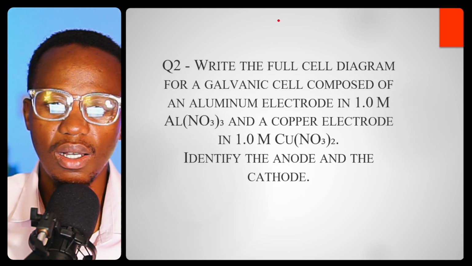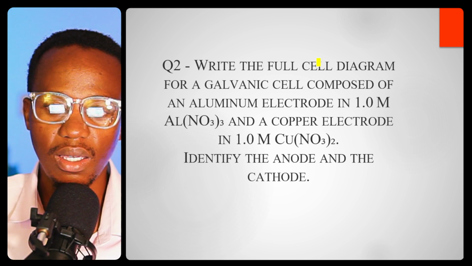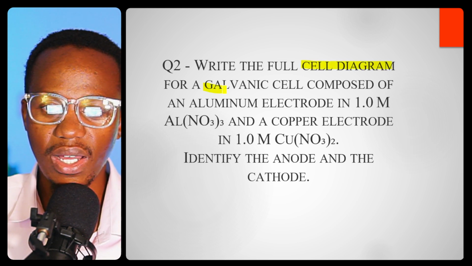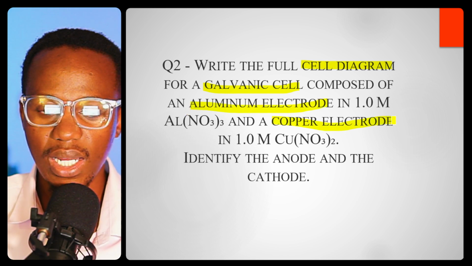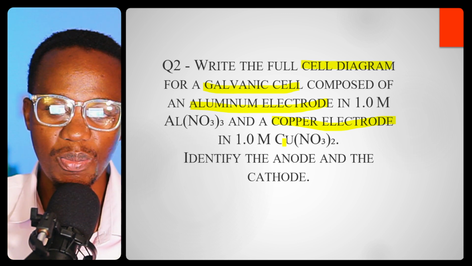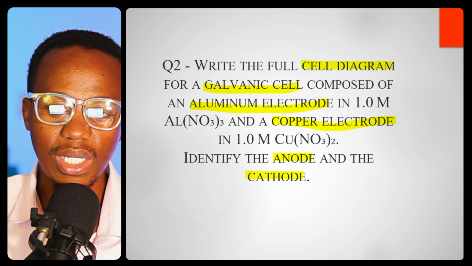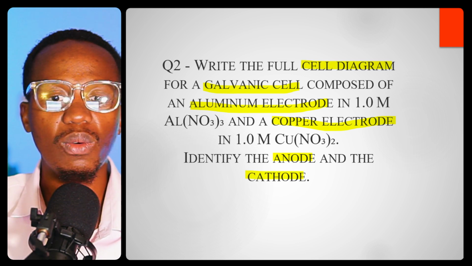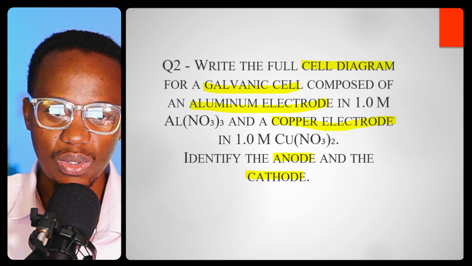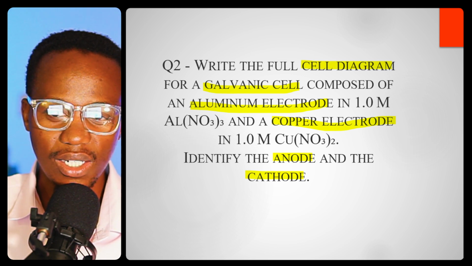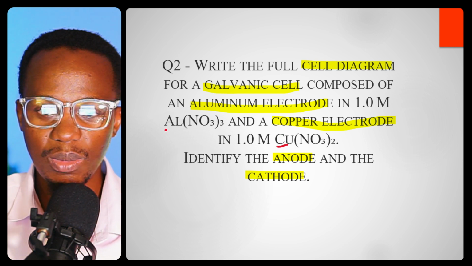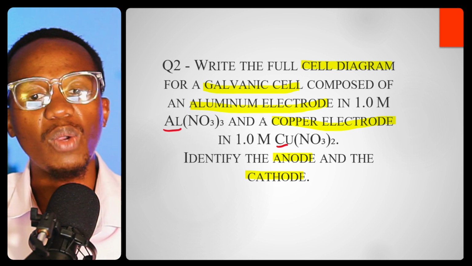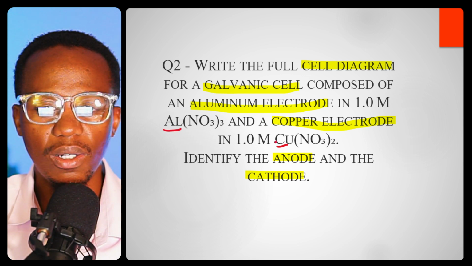So here I want you to write a full cell diagram of a galvanic cell that has an aluminum electrode and then a copper electrode, right? One thing that's very important is you have to tell me which one is the anode, which one is the cathode. And this is important because guess what? How do you know what undergoes reduction, what undergoes oxidation, right? Because here you have copper and copper 2+, and then aluminum and aluminum 3+.